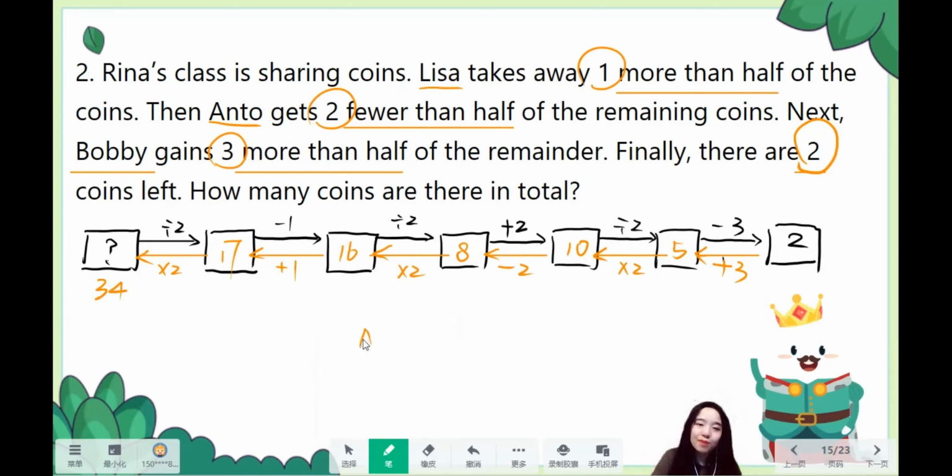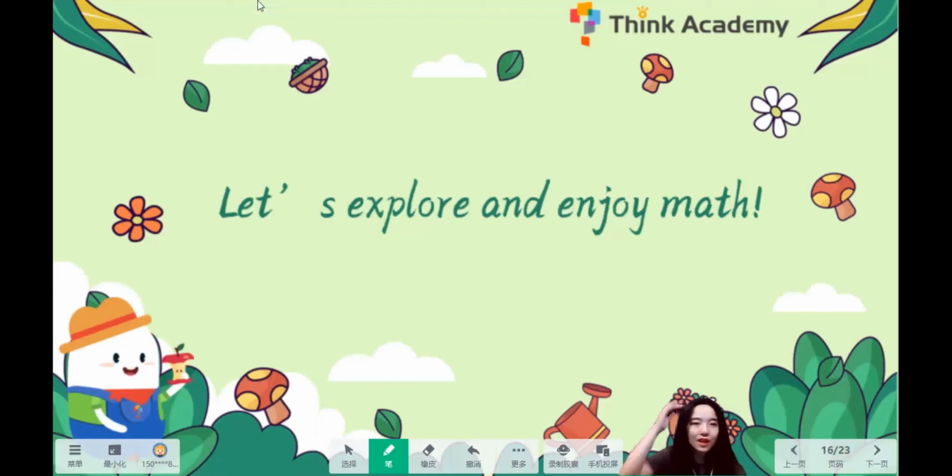This time, by drawing our oven diagram, we can also get that here should be 34 coins. Finally, you can check it. If Lisa takes one more than half of the coins, and then after the several steps, can you get 2 left? If you can, that means it must be correct. So that's all for today's practice. Let's explore and enjoy math together.